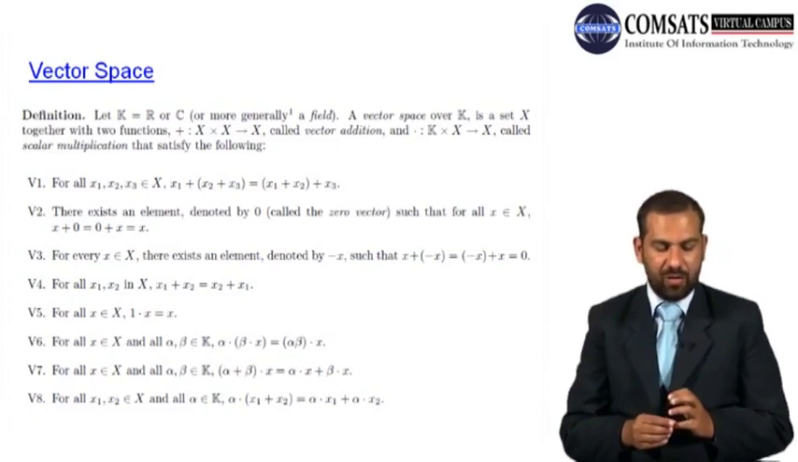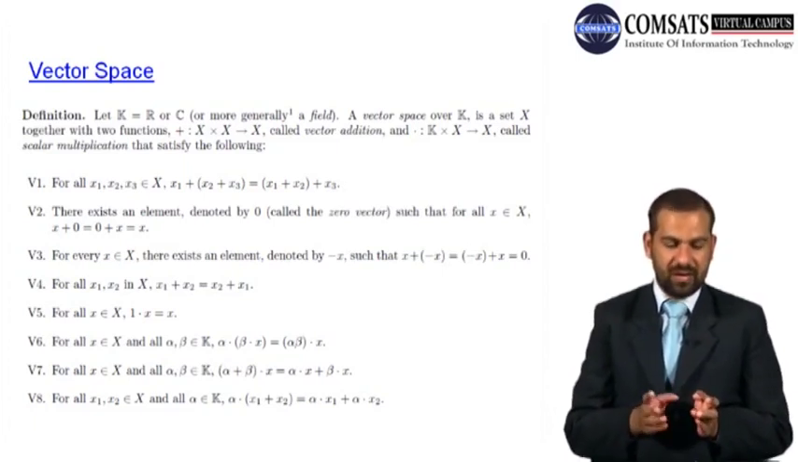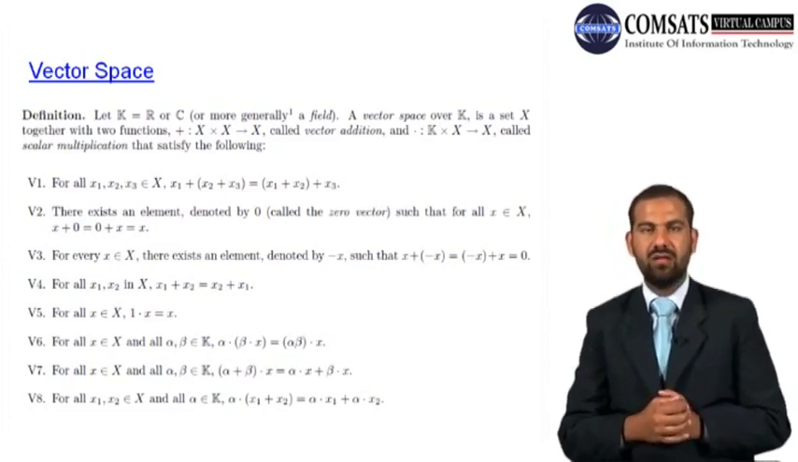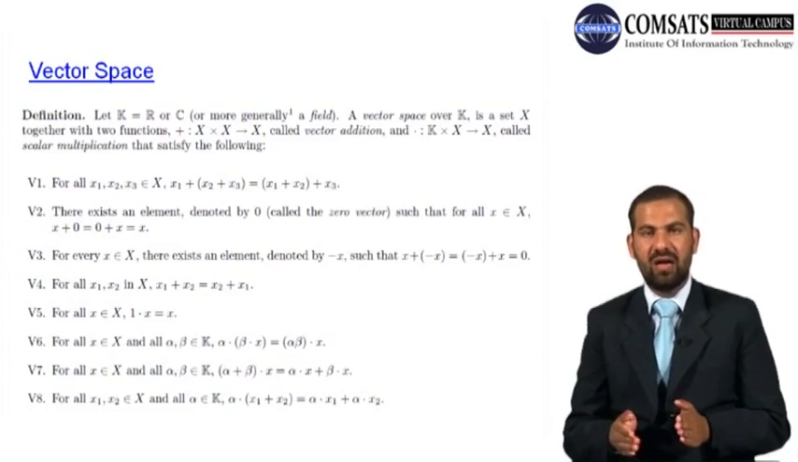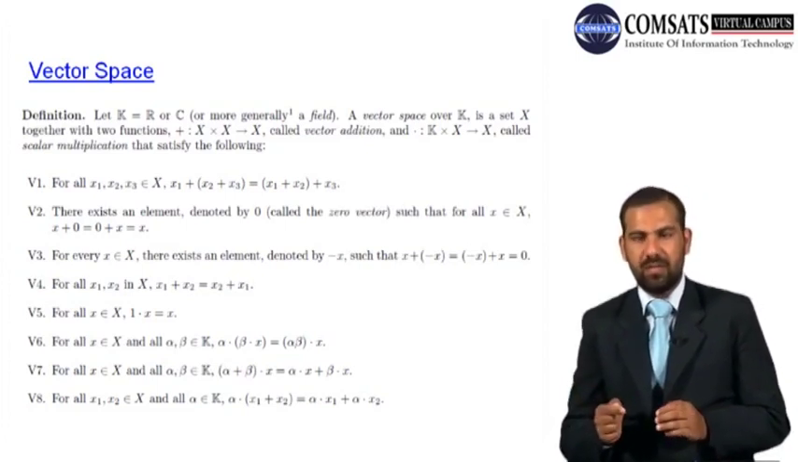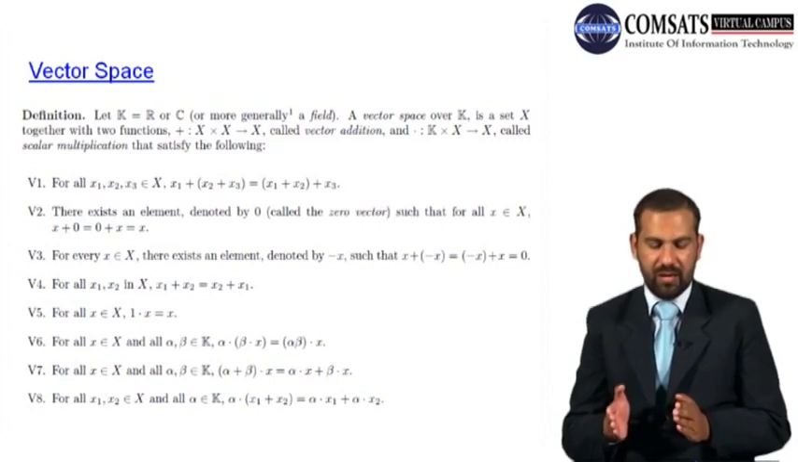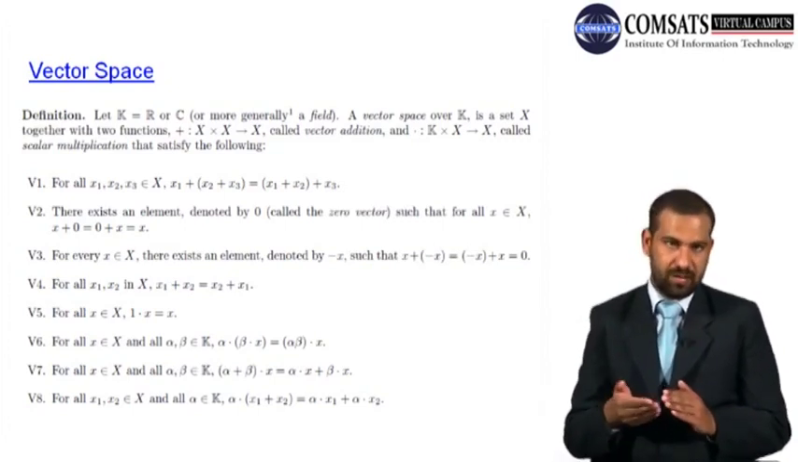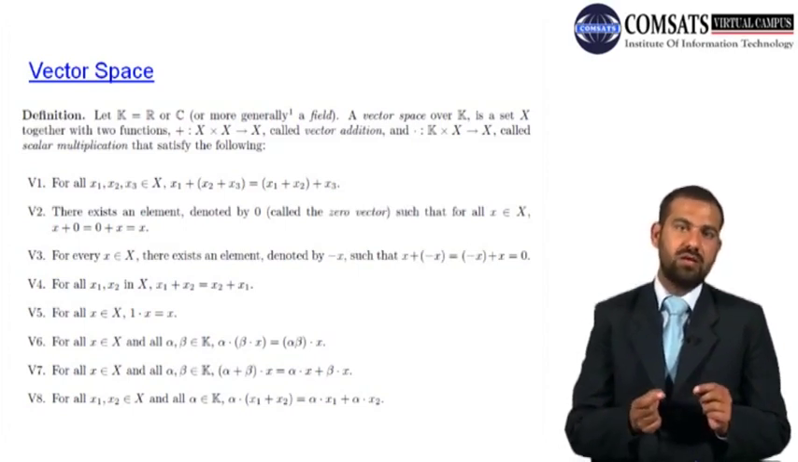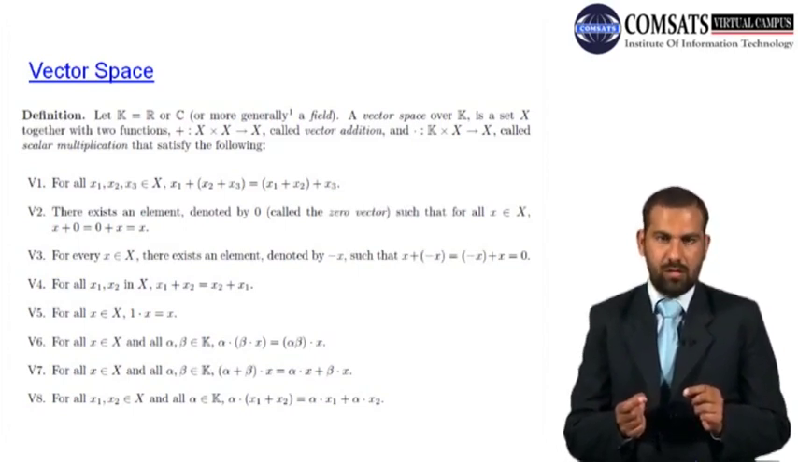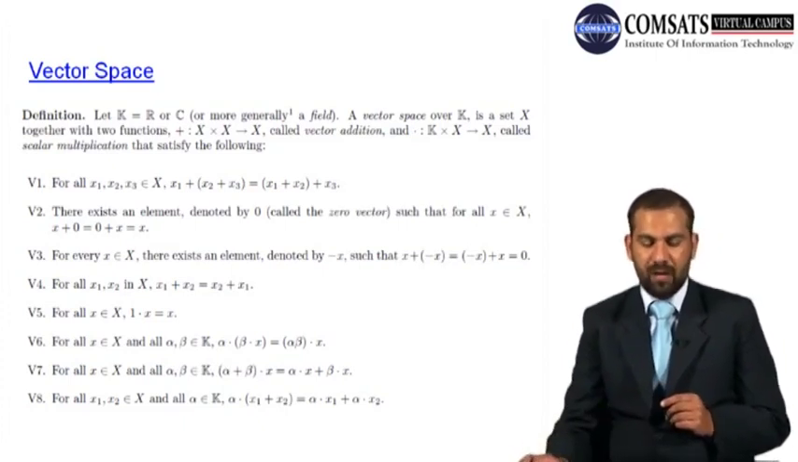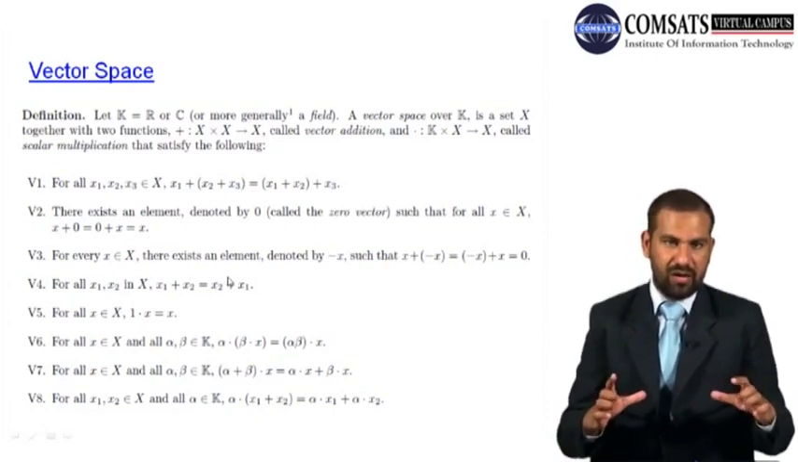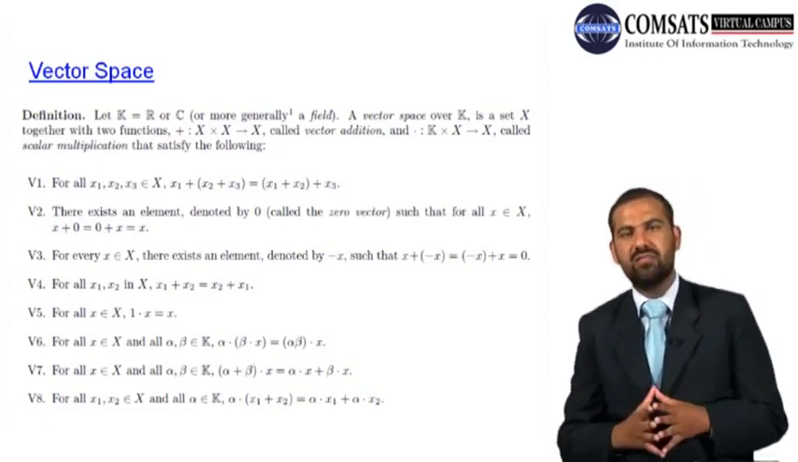And the eighth is that for all x1, x2 belonging to X, and for all alpha belonging to the field k, alpha dot (x1 plus x2) is equal to alpha dot x1 plus alpha dot x2. It's like a left distributive law of multiplication over addition, addition in vectors, but scalar multiplication. So if some space satisfies all these 8 axioms, we say that it's a vector space.